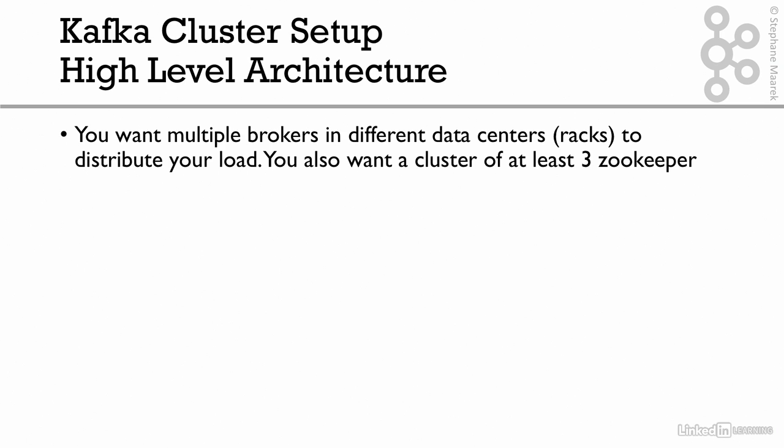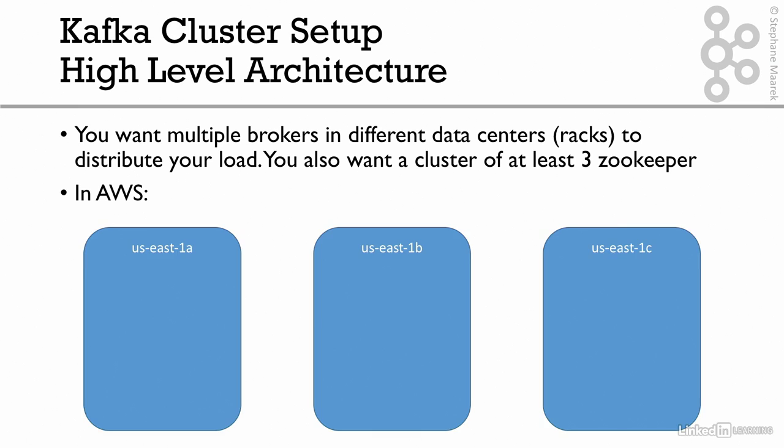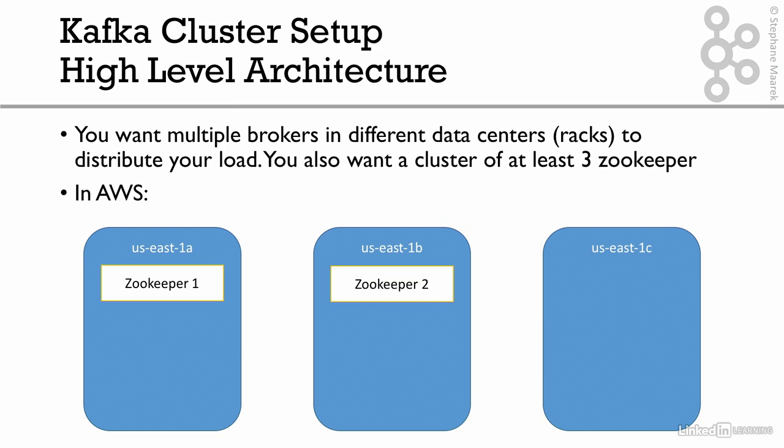Basically, if you run in Amazon, this is going to be 3 availability zones. You also want a cluster of at least 3 Zookeepers, or 5 or 7. It has to be an odd number. So here's what it looks like in AWS, but it can be set up in any different cloud or even on premise. In Amazon, you have 3 availability zones, and there's 1 Zookeeper in the first one, a second Zookeeper in the second one, and a third Zookeeper in the third one. And they together form a cluster of 3 Zookeepers.